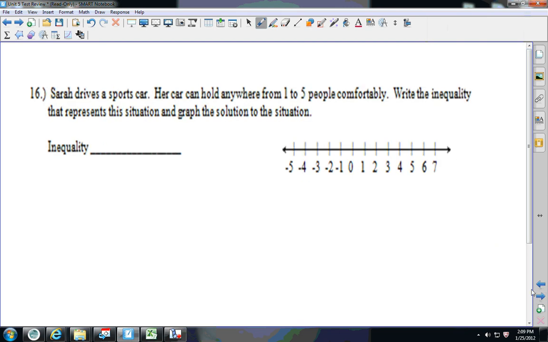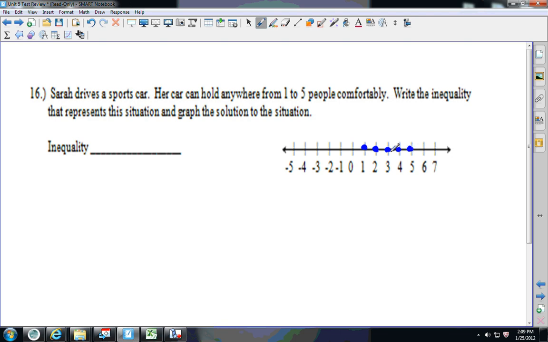The next one, Sarah drives a sports car. Her car can hold anywhere from 1 to 5 people comfortably. Write an inequality to represent this situation. Well, first off, think about this. If I use the number line, it says you can hold 1 to 5, so I can hold 1, 2, 3, 4, or 5 people.